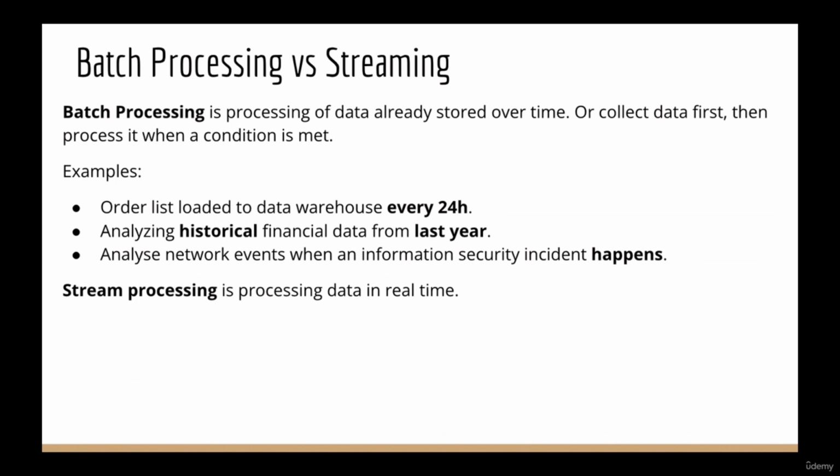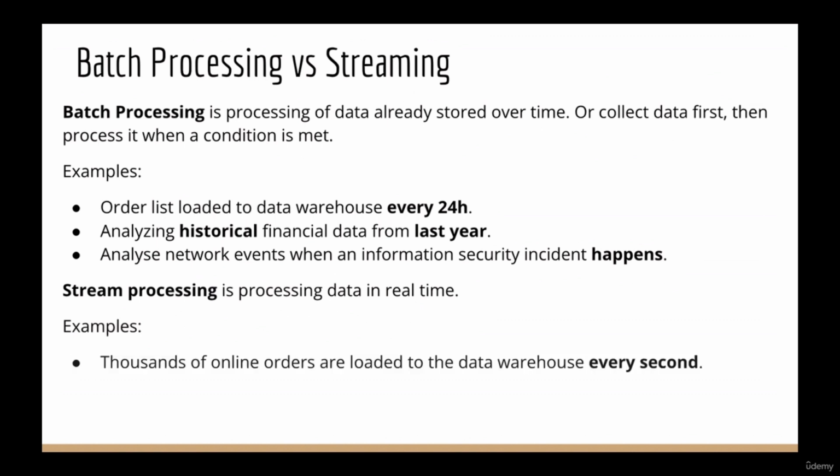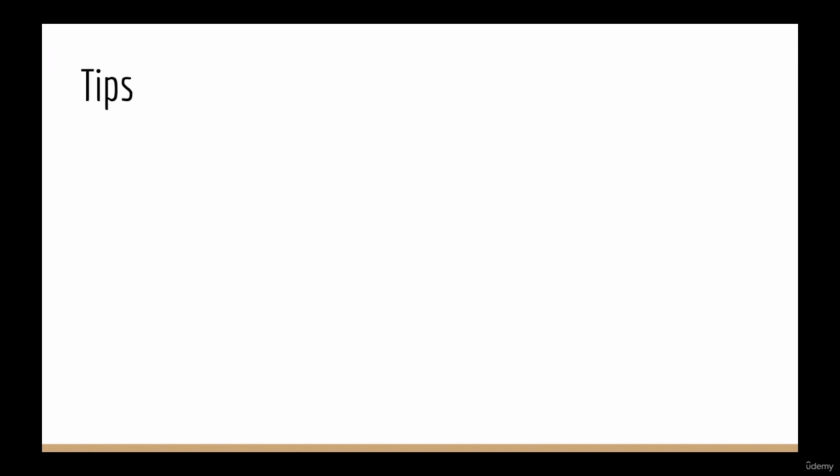So notice here that we're using the word real-time, which is a key word in the definition of stream processing. So examples of real data processing can be that thousands of online orders are loaded to the data warehouse every second. And another is to track the real-time location from a mobile application.